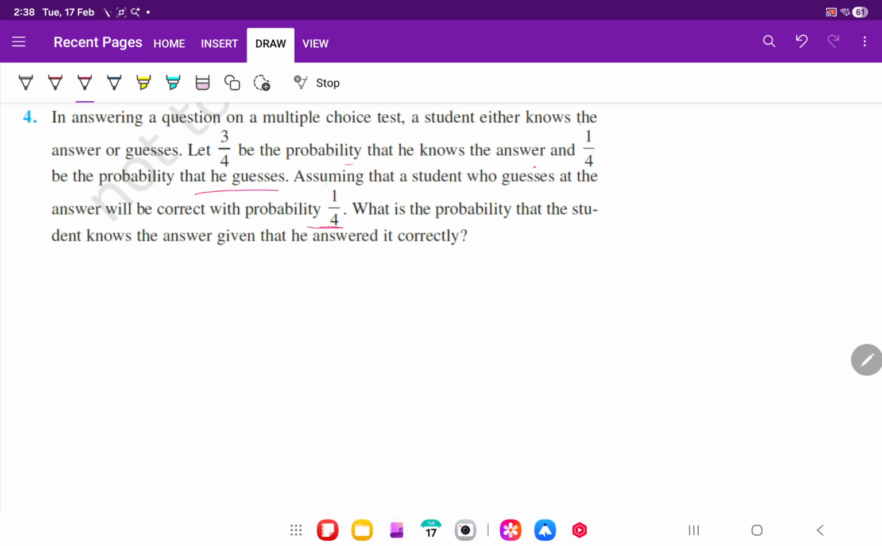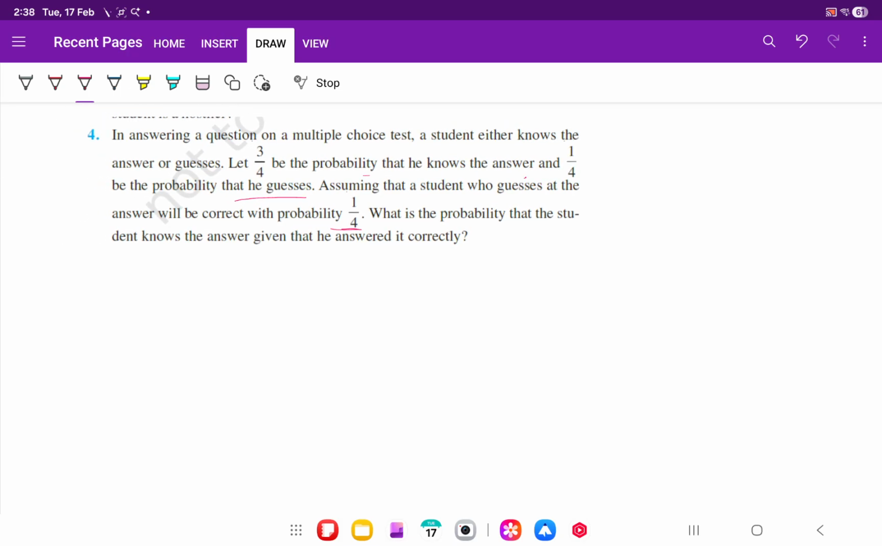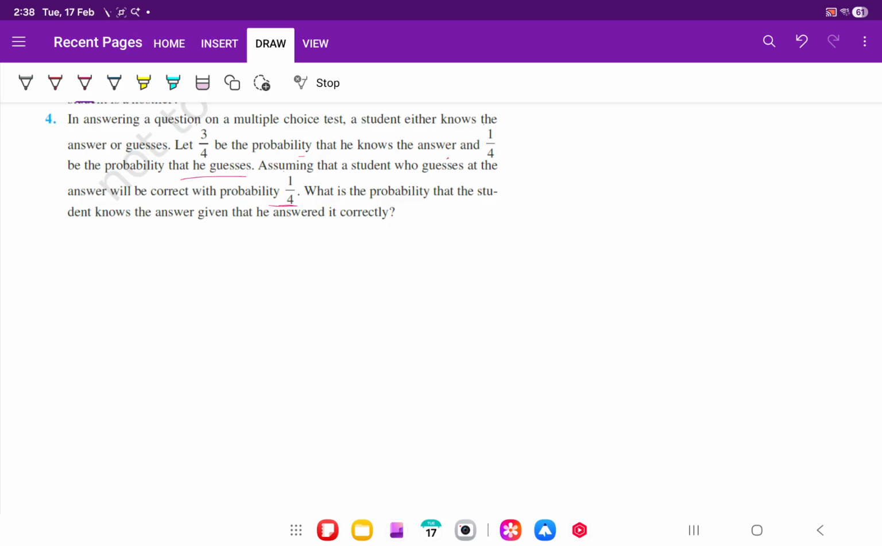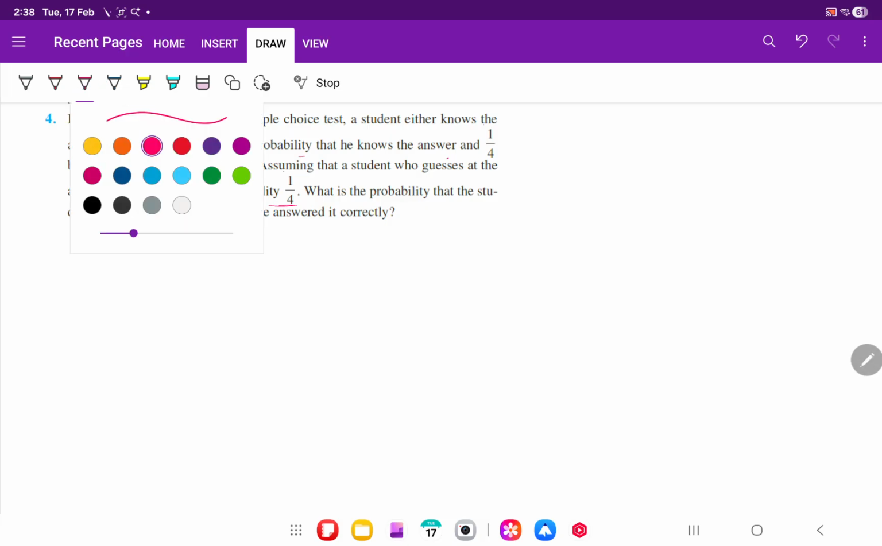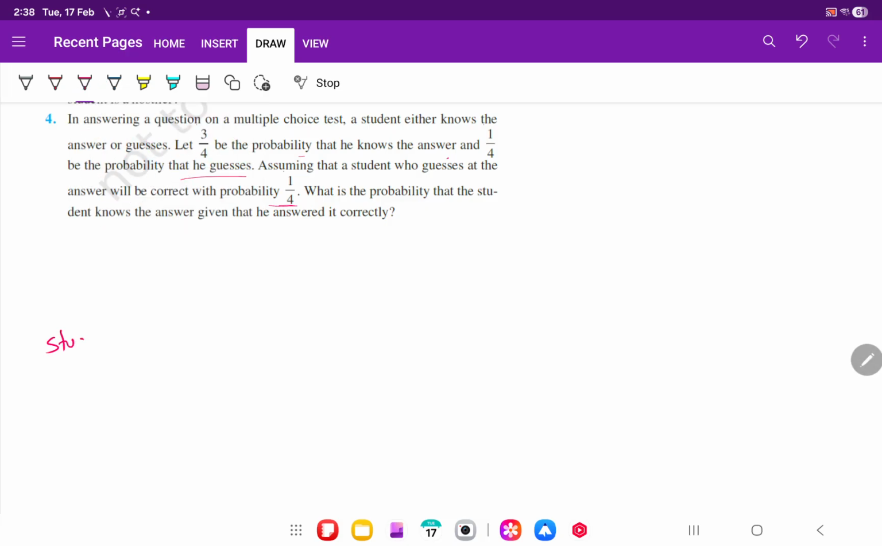What is the probability that the student knows the answer given that he answered correctly? Okay. So first of all, let's make a chart. Here is the question. So there is a student. Let me write down. There are two chances, that he knows, or maybe he is guessing. He knows is 3 by 4, guessing is 1 by 4, correct?